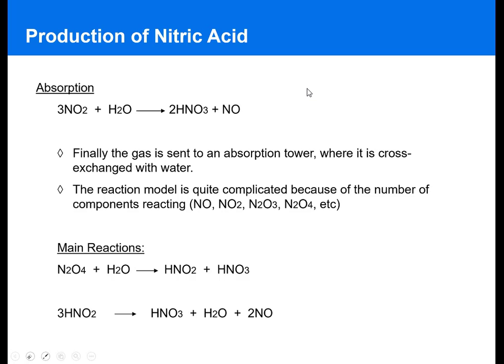The reaction model for this step is quite complicated because it involves several components and several species of nitrogen oxides, including nitrous oxide, nitric oxide, and other species. So it's much more complicated.